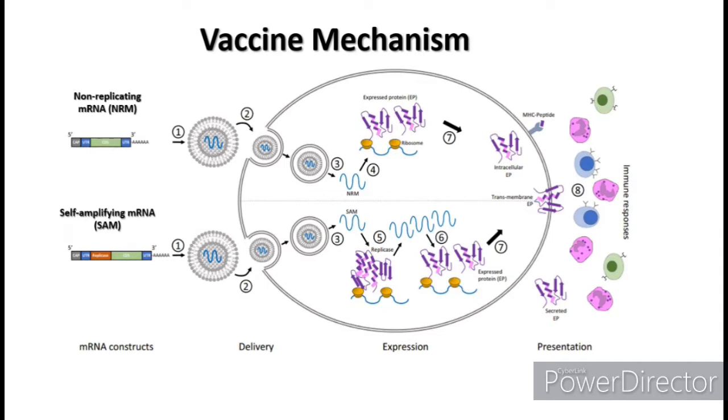At step 4, the conventional mRNA is translated by the ribosome, whereas the SAM is immediately translated by the ribosome to produce the replicase machinery necessary for self-amplification of the mRNA. We can see at step 6, the self-amplified mRNA is then translated by the ribosome to produce the protein of interest, which undergoes subsequent translational modification. At step 7, the expressed protein of interest is generated and secreted.